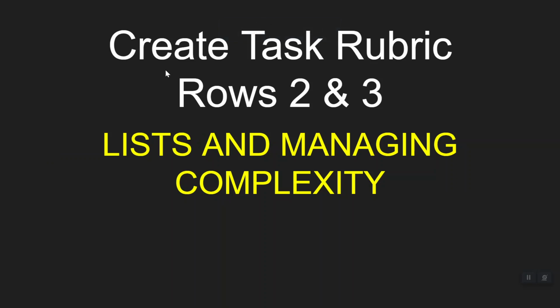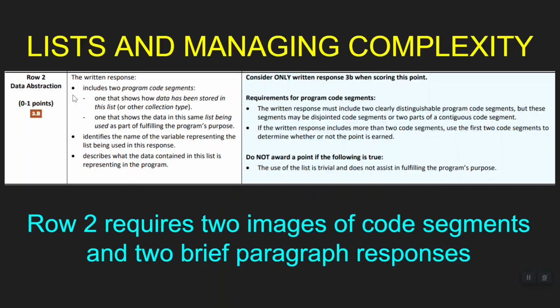Today we are talking about the Create Task rubric rows 2 and 3. Both of these rows are points awarded to you for correctly using at least one list in your program and then using that list to manage complexity. So let's go ahead and get into it.